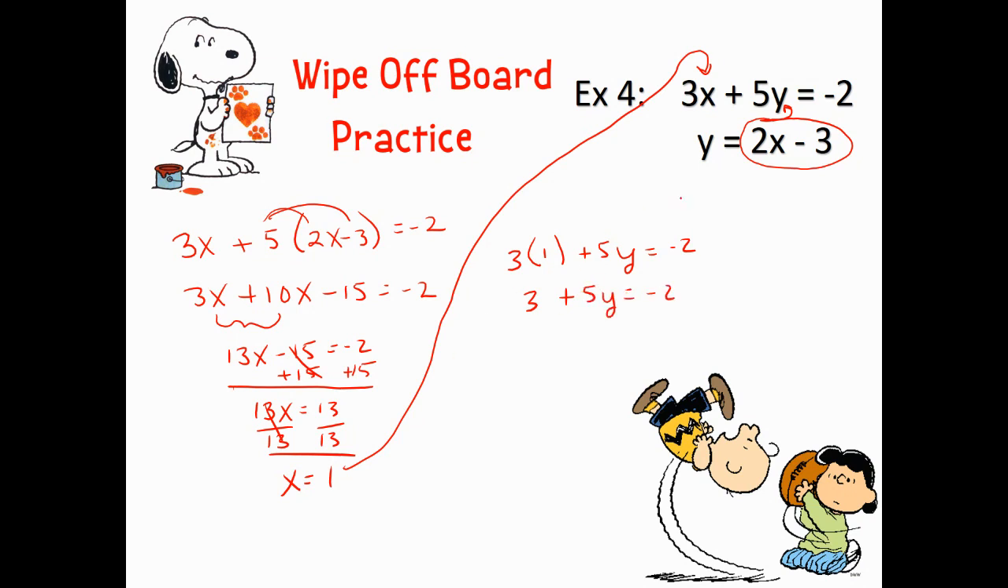So we plugged in 1 for x. We get 3 plus 5y equal negative 2. And we just solved this simple two-step. And we find out that y is going to be equal to a negative 1. Okay, so the solution is going to be, remember, it's x comma y, so it's going to be 1, negative 1 is my solution.